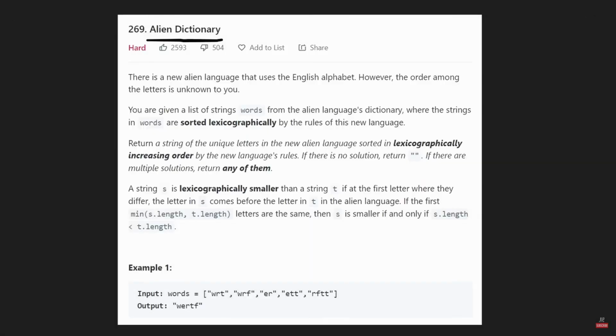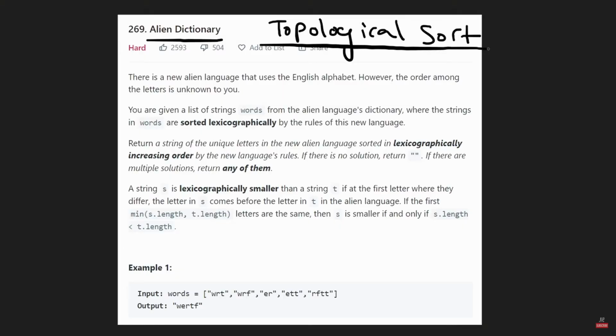So this is a pretty hard problem, I will admit. It's a hard graph problem. So this problem is going to involve the algorithm topological sort that you may or may not have used before. You may not have even heard of this before. Topological sort involves a DAG, a directed acyclic graph, a graph that has directed edges but no cycles.